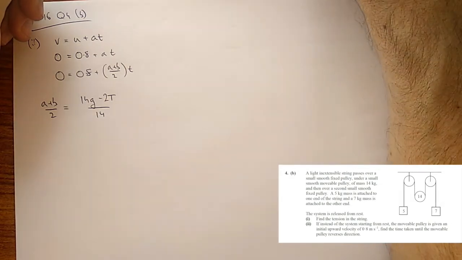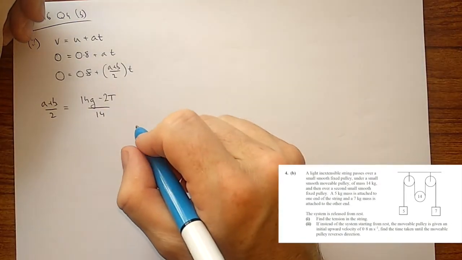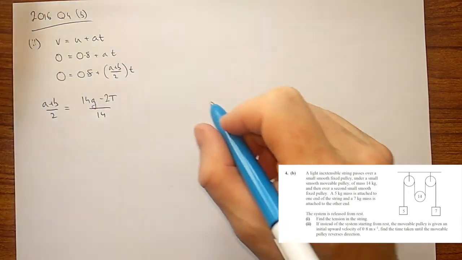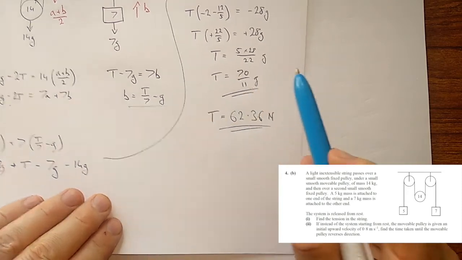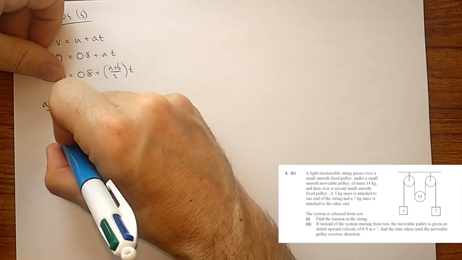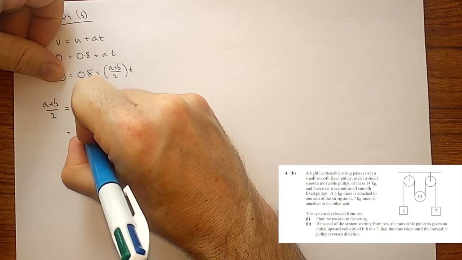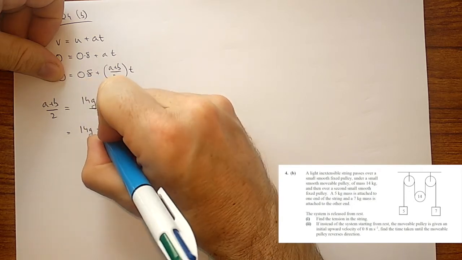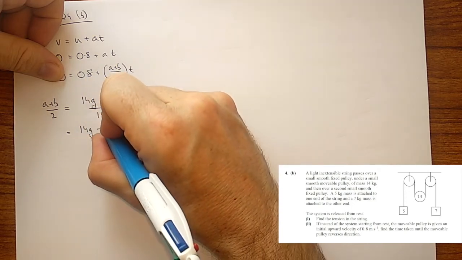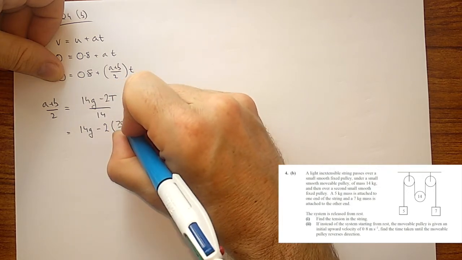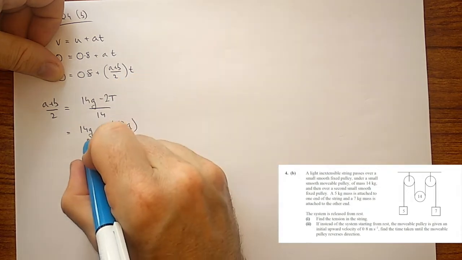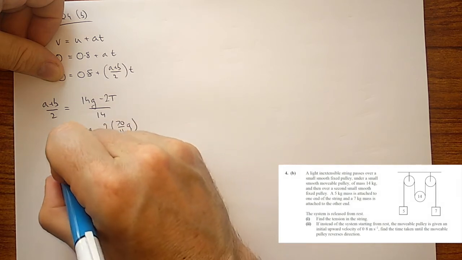Of course, we find t, so it's a question of just kind of putting some of these bits and pieces in there. So in our case, we'll actually work it out in terms of g's. It'll come out fairly nicely. So that is equal to 14g minus 2 times 70 over 11g, over 14.